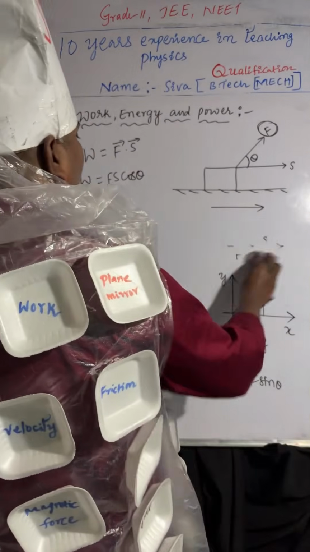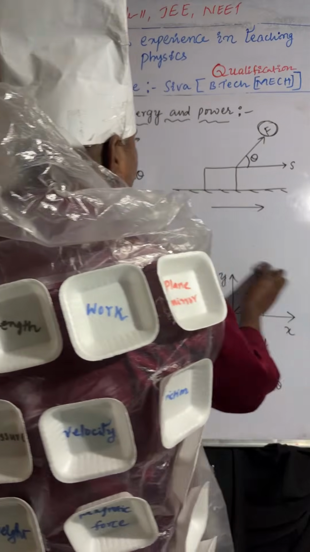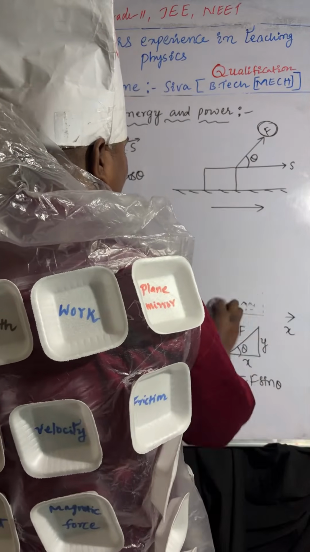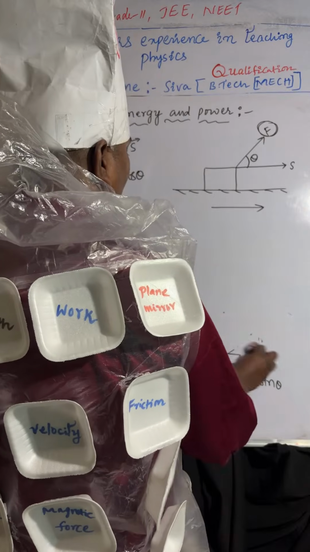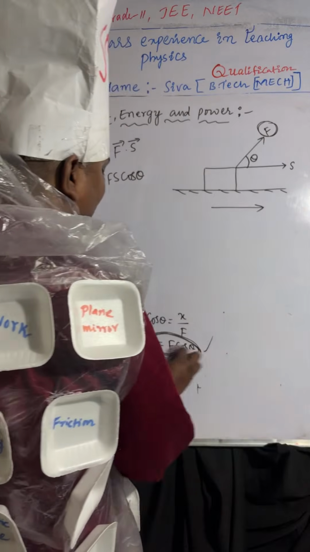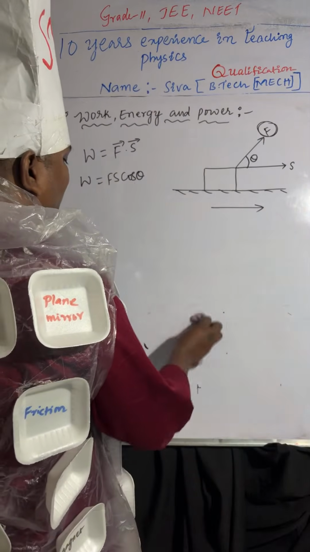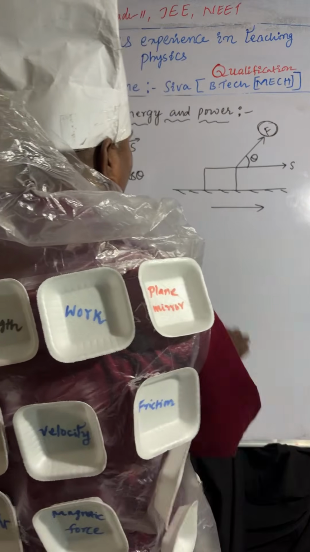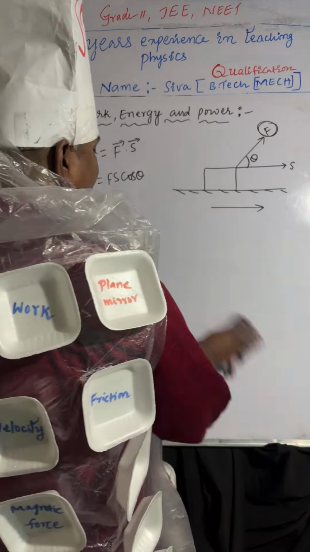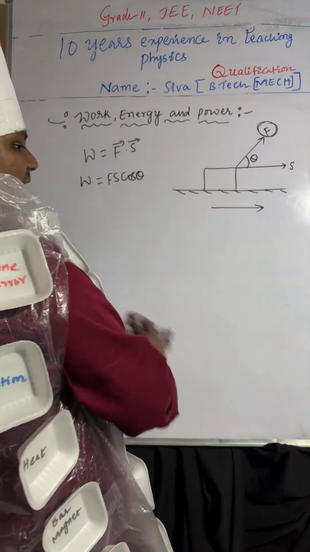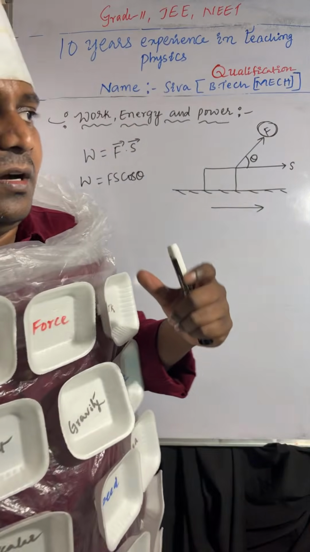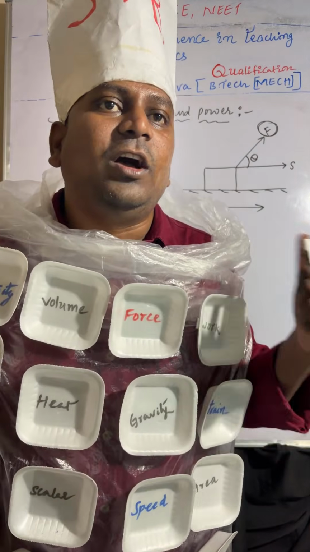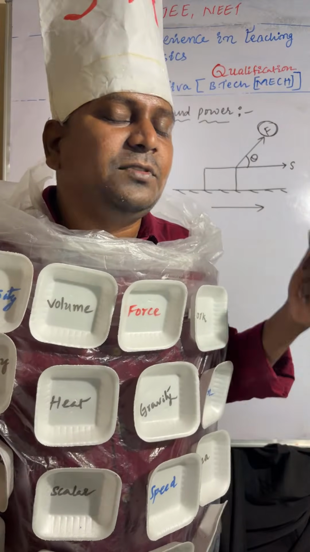Which component of force is responsible for the movement of the body? That force we take along the x-axis. Along the x-axis, the component acting is F cos theta. So the overall formula for work done on the body is W equal to Fs cos theta. With the help of this, we will discuss three types of work done: positive, negative and zero.